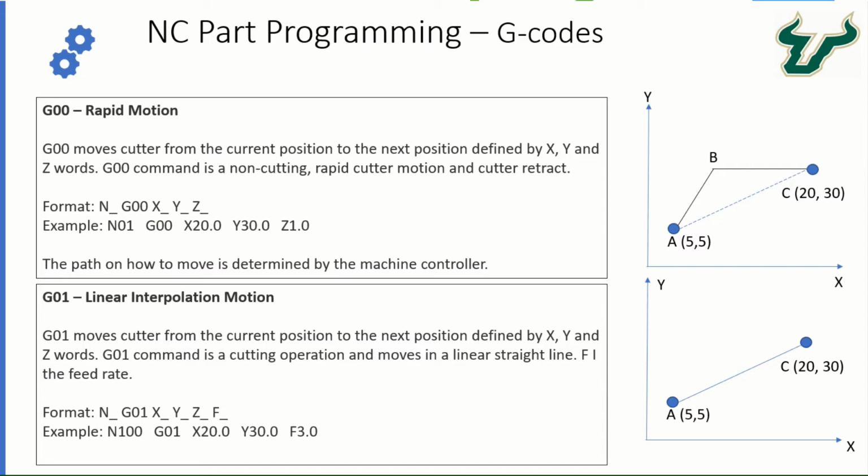And so the format of that could be as simple as N, then G01, then XYZ, and then F. So let's say you have this program block as N100, G01, and X20, Y30, and F3. F is basically the feed rate. It could be in inches per minute or millimeters per minute, or whatever the units it may have. So initially you're going from the location A (5,5) to the new location (20,30). It will follow the straight line path between these two coordinates, and then it will cut the material along this straight line. Okay, so that's the G01.